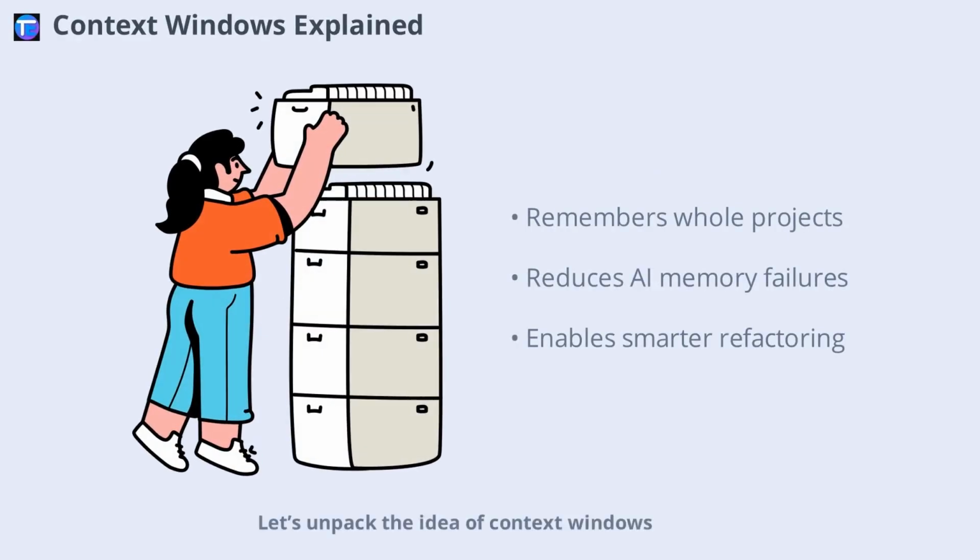Let's unpack the idea of context windows. Previous AI tools struggled with memory. They'd forget your architecture after a few minutes, leading to inconsistent or even contradictory code. Claude Code 2's expanded context window means it can see your entire project at once. When you ask for a refactor, it understands every place a function is called, every dependency, and every relevant test. This could be a game changer for multi-file coordination, but only if it works as smoothly in practice as it does in demos.